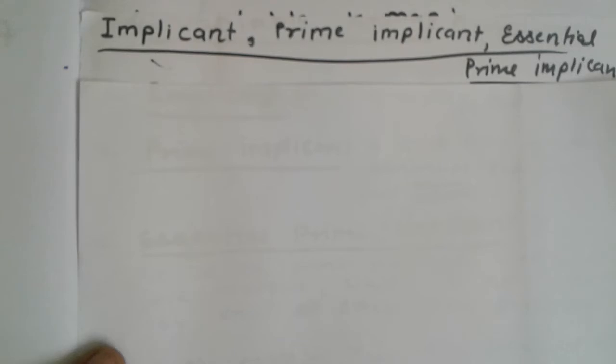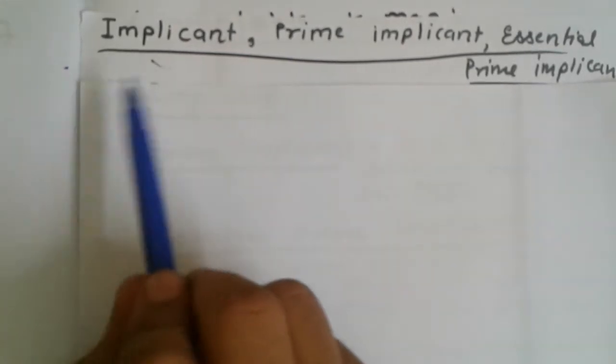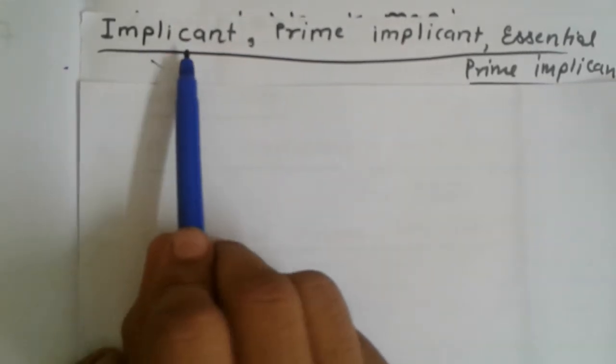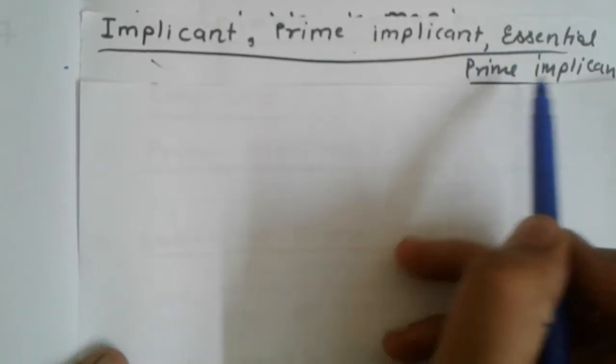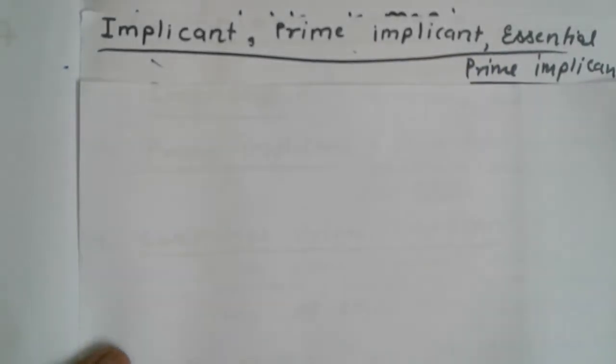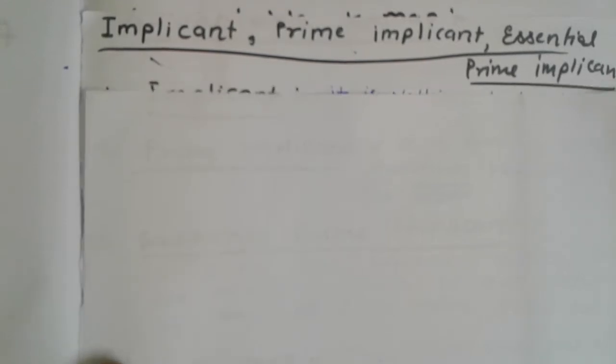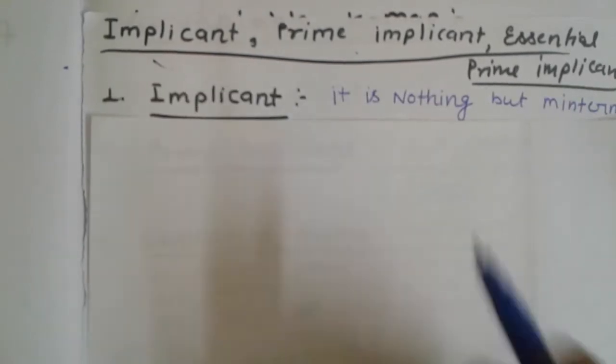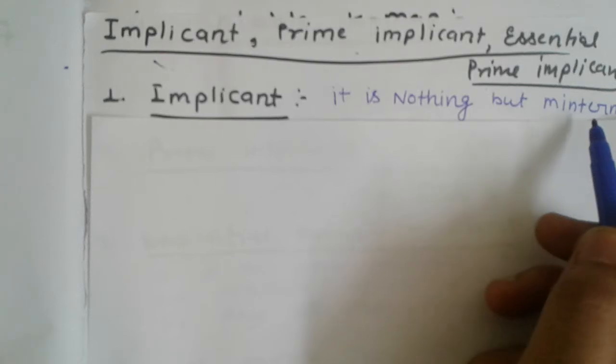So guys, I am going to introduce the implicant, prime implicant and essential prime implicant. This is also part of K-map. We have to keep in mind that this is called implicant, this is called prime implicant, this is called essential prime implicant. Firstly, implicant: an implicant is nothing but minterms.